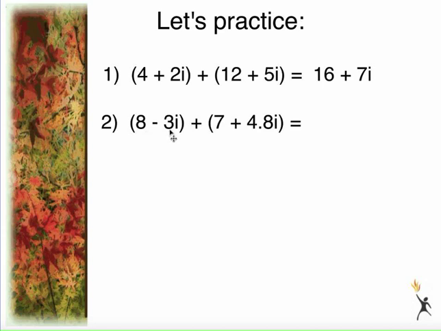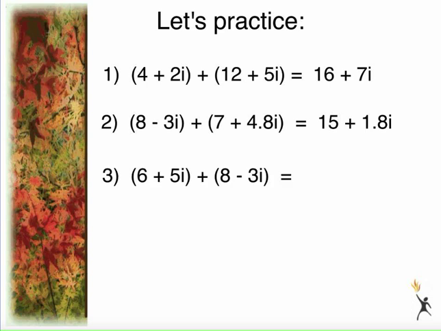Adding 8 minus 3i to 7 plus 4.8i, again we can add the two real numbers: 8 plus 7 gives us 15, and 4.8i minus 3i leaves us with 1.8i. When I add 6 plus 5i to 8 minus 3i, I get 14 from adding the 6 plus 8, and 2i, or I could say 5i adding a negative 3i.